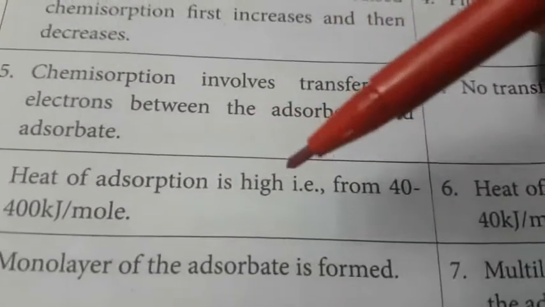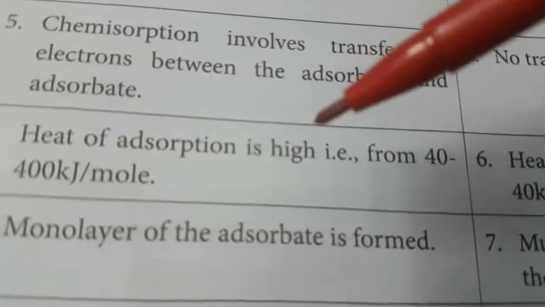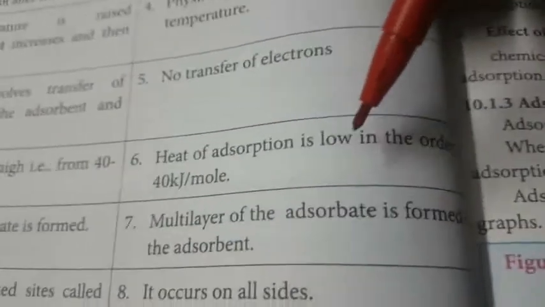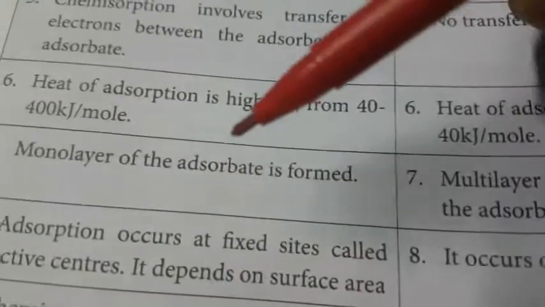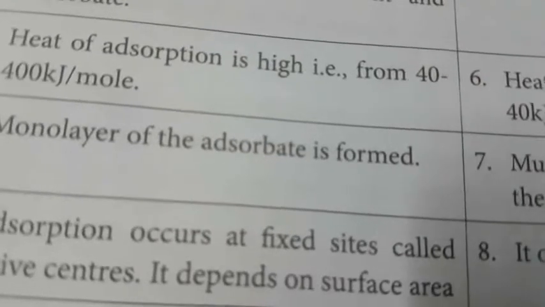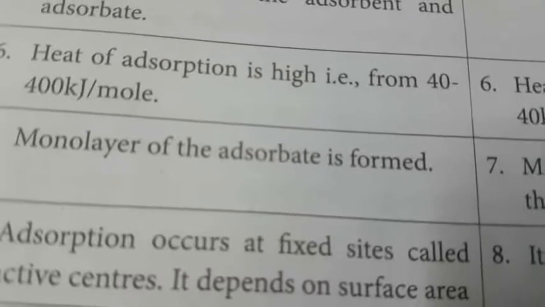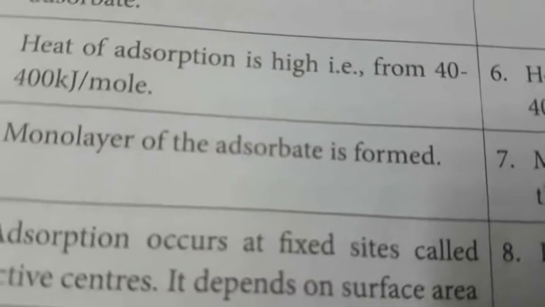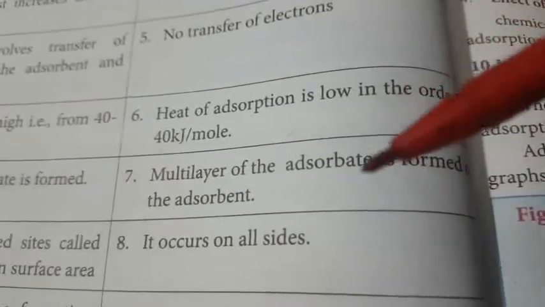Next, the heat of adsorption in chemisorption is very high, 40 to 400 kilojoule per mole. But in physisorption the heat of adsorption is very low, in the order of 40 kilojoule per mole. Another one: in chemisorption a monolayer of the adsorbate is formed, only one layer between the adsorbent and the adsorbate. But in physisorption a multilayer of the adsorbate is formed on the adsorbent.